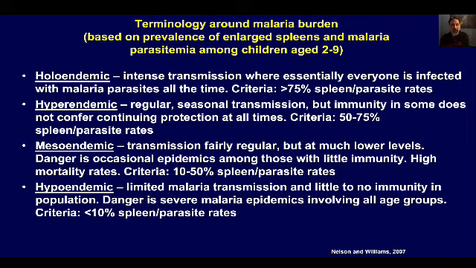So you can think about there's terminology around how we describe malaria burden and transmission intensity, and it's based on routine measurements that they do for the prevalence of malaria in enlarged spleens, and also malaria parasitemia among children aged 2 to 9. So this is going from the most intense at the top to the least intense at the bottom, right? So in areas where more than 75% of children have presence of malaria in spleens or blood, these are called holoendemic areas where intense transmission is happening.